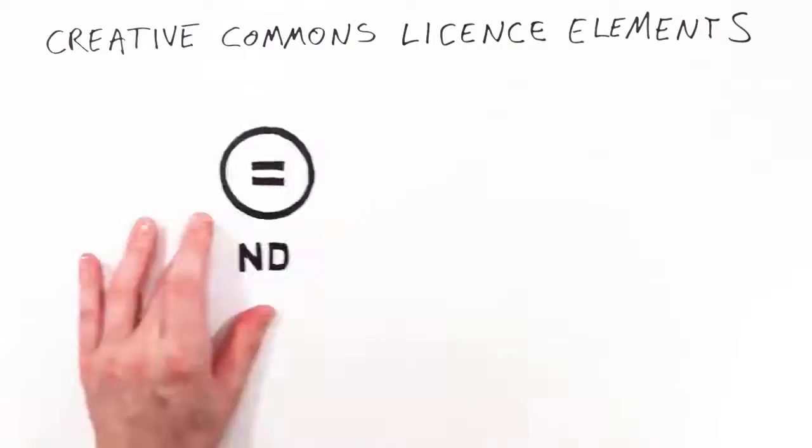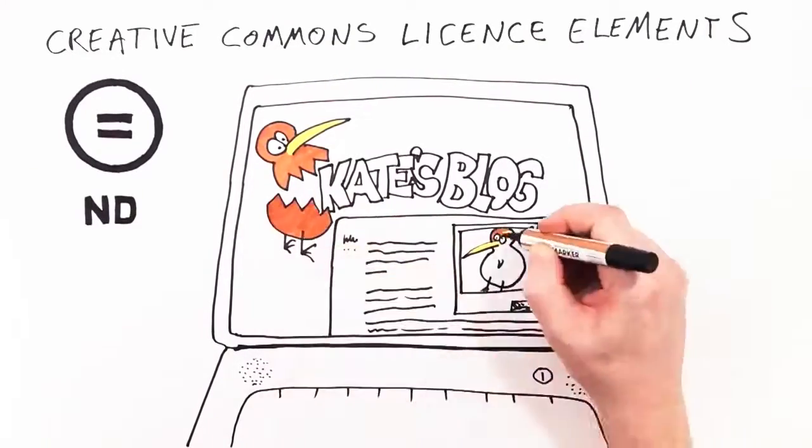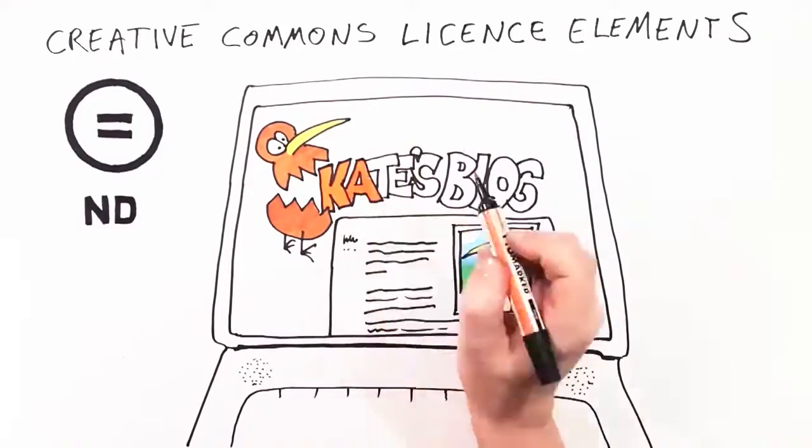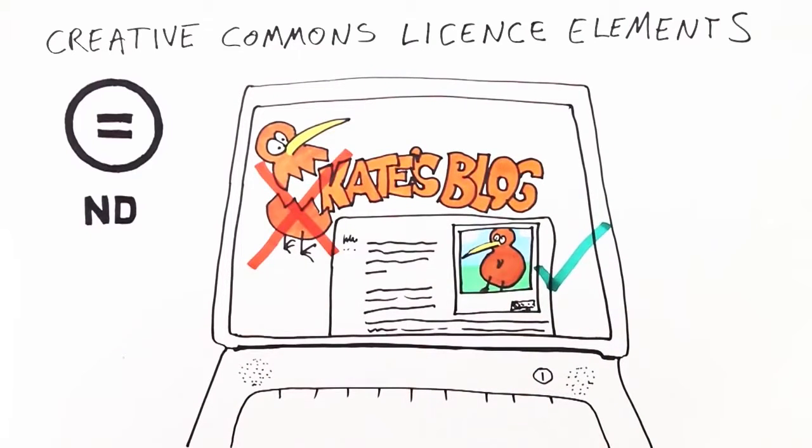This is no derivatives, and it means that Kiri hasn't given permission to change her photo. Kate can use CC Kiwi on her design blog, but will need to ask Kiri before retouching or mixing up the image.